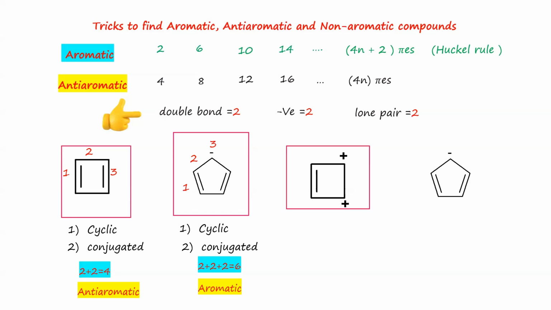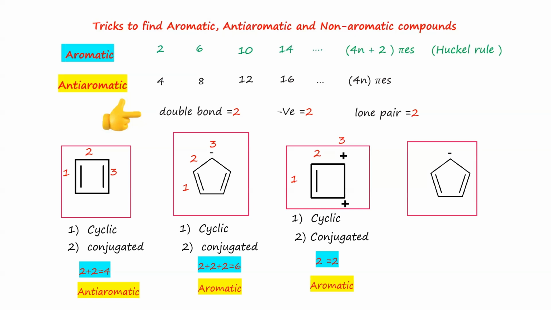Next one, it is a cyclic compound, double bond, single bond and positive charge. So it has a conjugated system. There is one double bond, so we can write 2. So 2 means it is an example of aromatic.